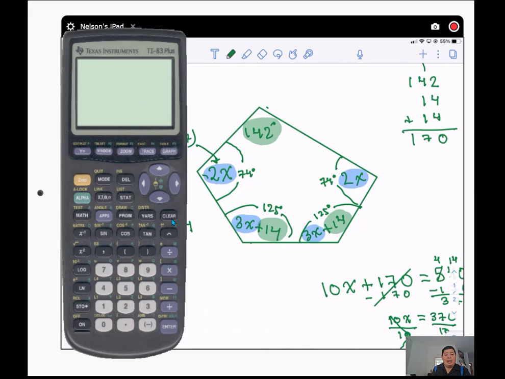All that's left is to confirm that the sum of all of the angles adds up to 540. I'm going to use my calculator just to make the process go a little bit faster. So I'm going to be adding 142 plus 74 plus, I'm going to go clockwise, plus 125 plus 125 again, and then plus 74. And this over here is going to equal 540 degrees, which means that we have done the problem correctly.